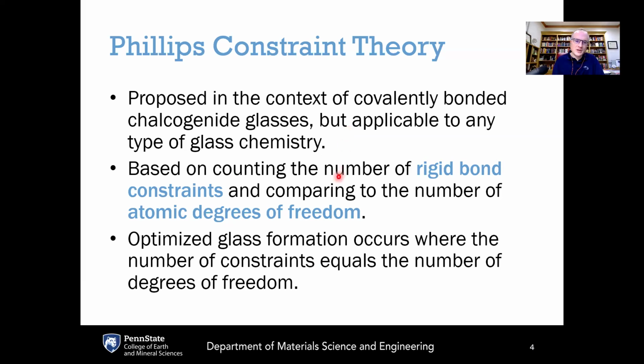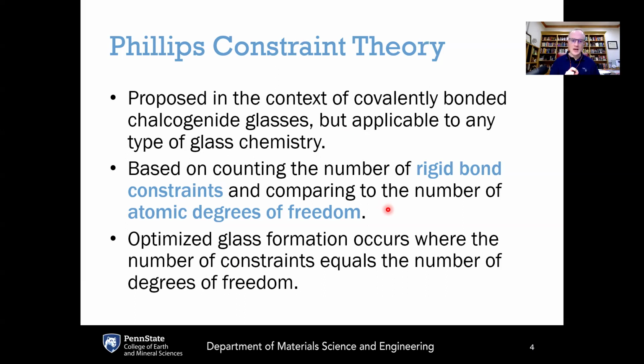Now, Phillips's topological constraint theory was based on counting the number of rigid bond constraints in the glass network and comparing that number of rigid bond constraints to the number of atomic degrees of freedom. The basic principle here is that if you think of each atom as having some position in three-dimensional space, in order to define that position in three-dimensional space, we need to give it three coordinates. We need to give it an x position, a y position, and a z position.